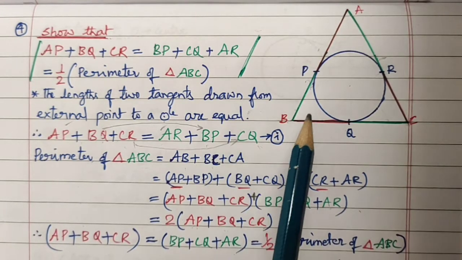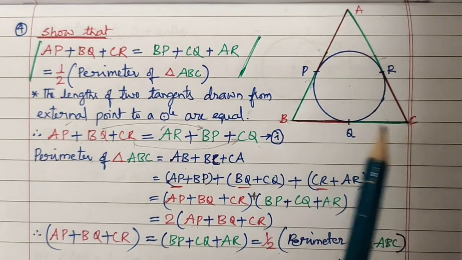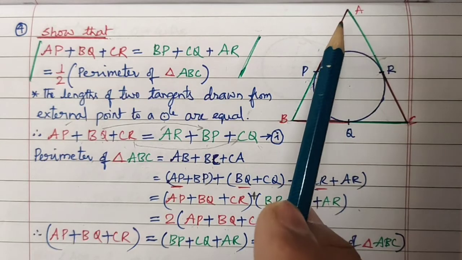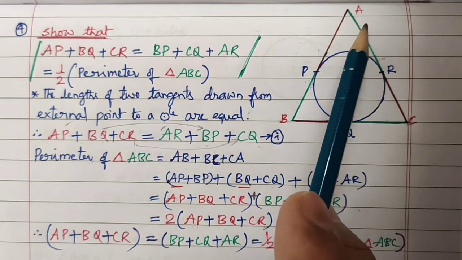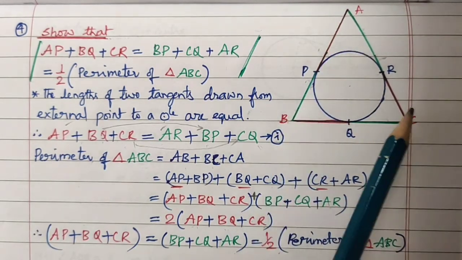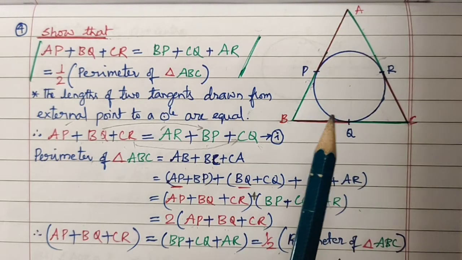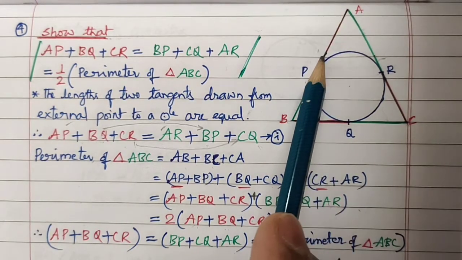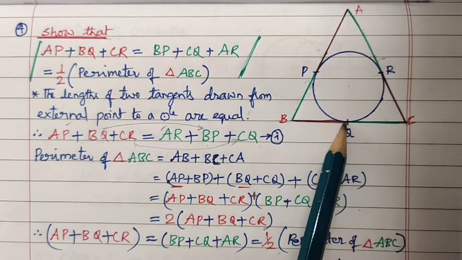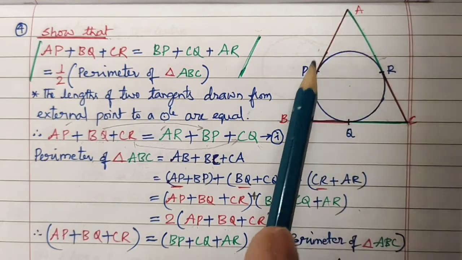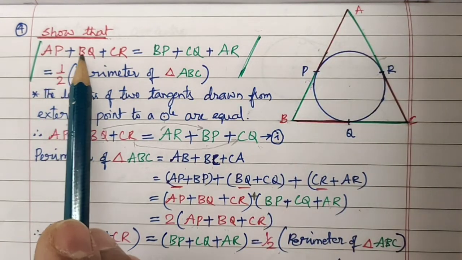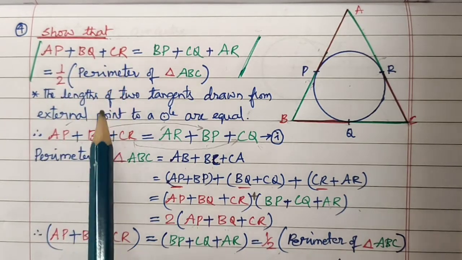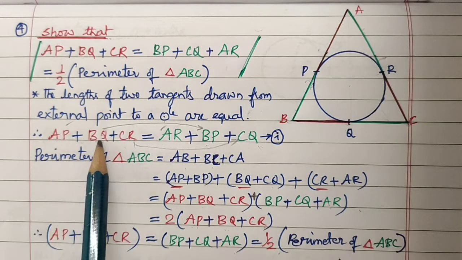Therefore, this is the point. From this point, we have drawn two tangents to a circle. Therefore, this is equal to this, and this is equal to this. Let us take AP plus BQ plus CR. We are taking this because they asked us to prove AP plus BQ plus CR.